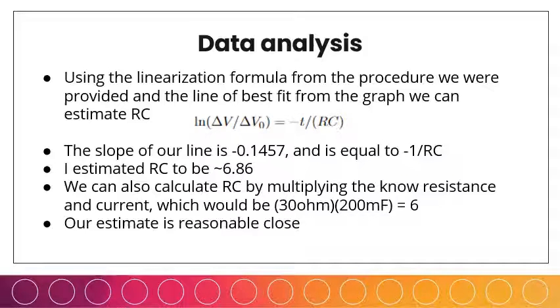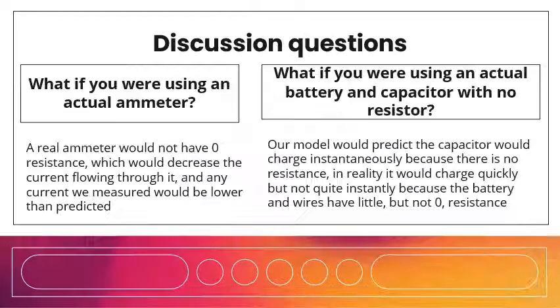So using the linearization formula from the procedure we were provided and the line of best fit from the graph, we can estimate RC. The slope of our line is negative 0.1457, which is equal to negative 1 over RC. And so with this, we estimate that RC is 6.86. We can also calculate RC by multiplying the known resistance and the capacitance, which would be about 6. So our estimate is reasonably close.